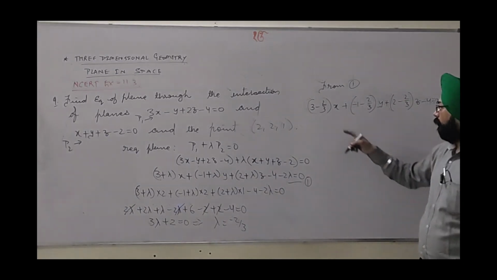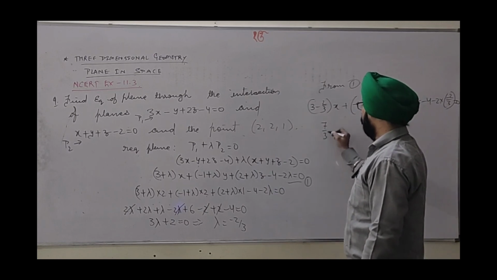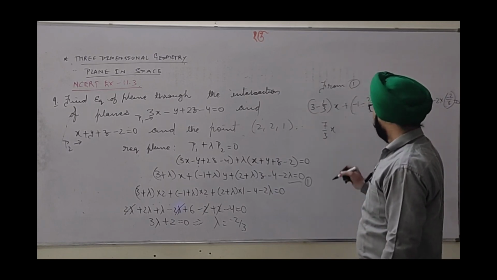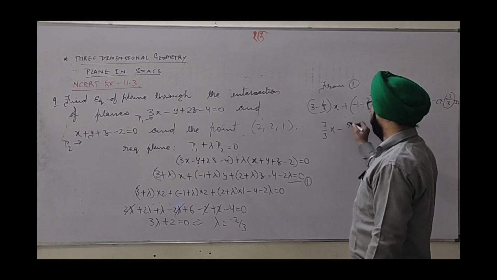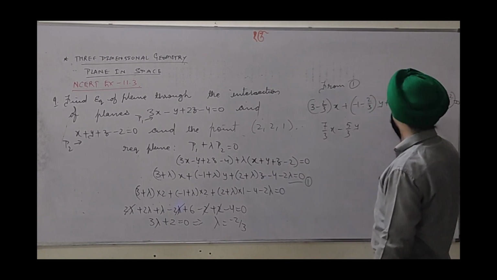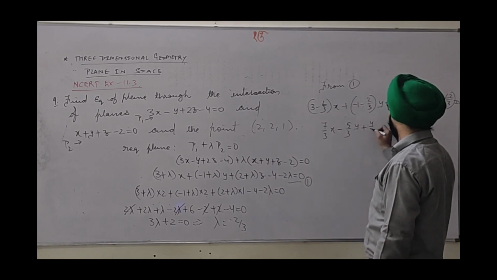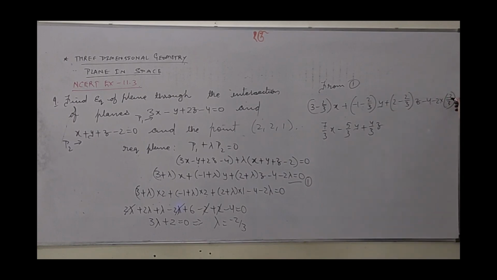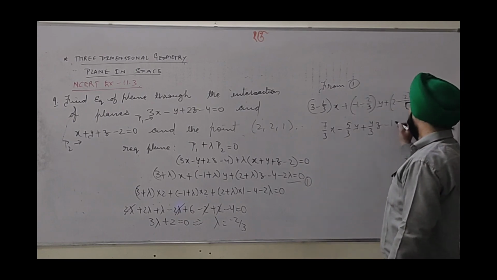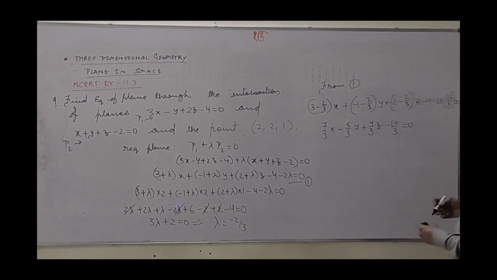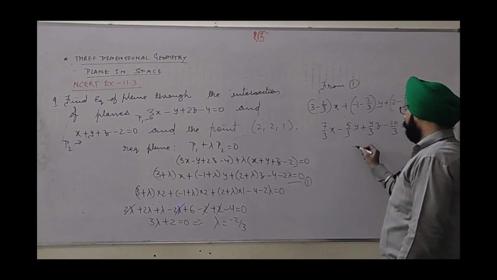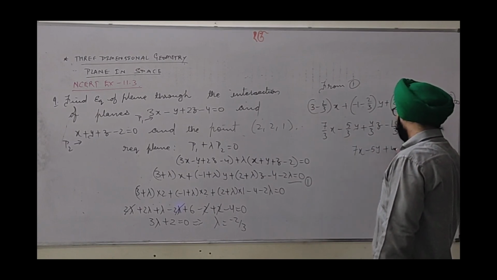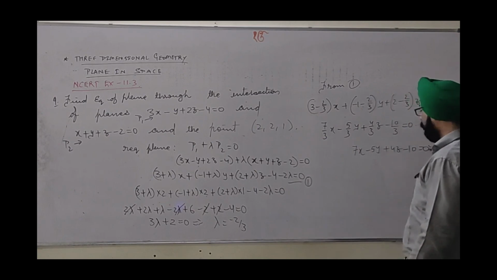Let's simplify. 3 3s are 9 minus 2, it is 7 by 3 x, 3 1s are 3, so minus 5 by 3 y, 3 2s are 6 minus 2, it's 4 by 3 z, this will become minus 2 into minus 2, it gives you plus 4 by 3, 3 4s are 12, minus 12 plus 2, so minus 10 by 3 equal to 0. 3 can be taken as LCM. Finally we get 7x minus 5y plus 4z minus 10 equal to 0, the required plane.